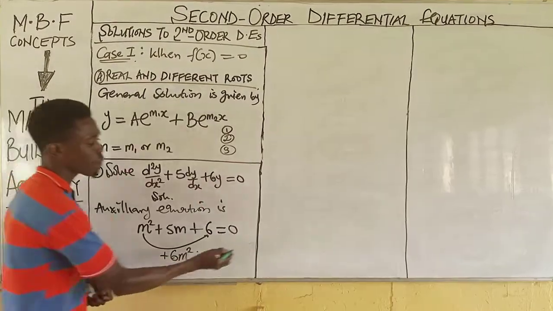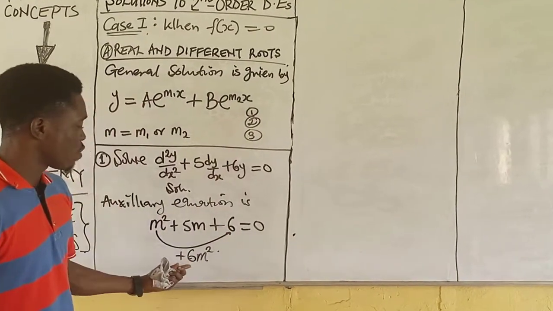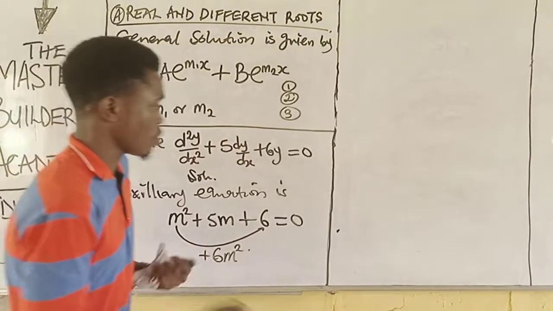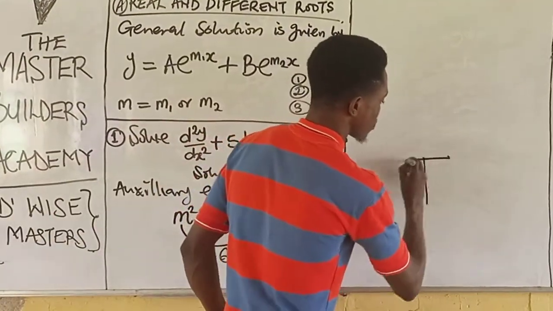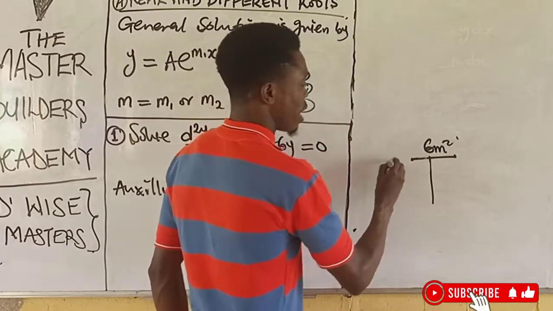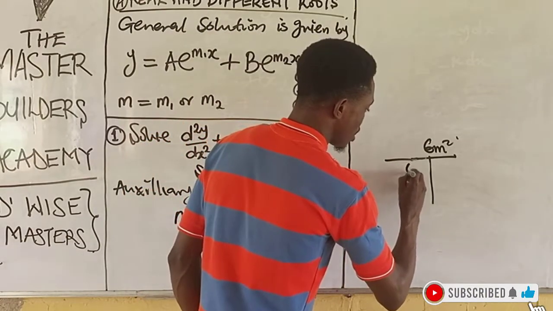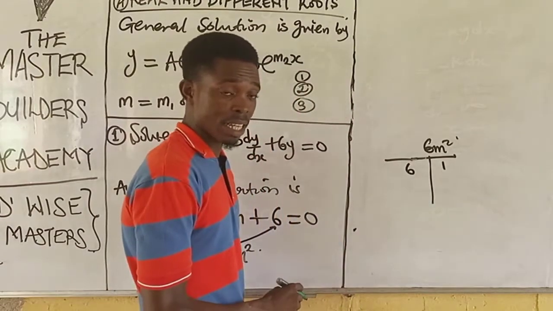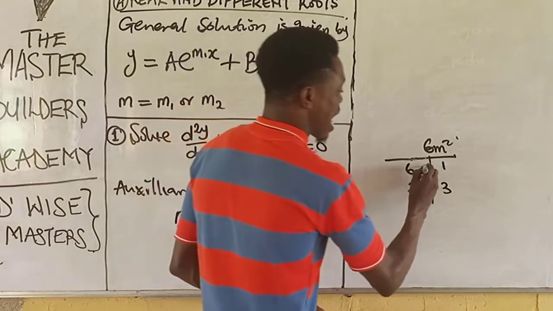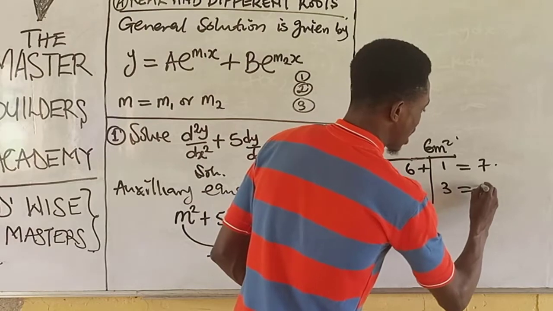So the next thing we are quickly going to do is to look for 2 values such that their product will give us 6m squared and their sum will give us 5m. That's all. So just come here and create a table. This is 6m squared. Now, I'll have 2 factors. 6 multiplied by 1 is 6. 2 multiplied by 3 is also 6. Now, when I add this together, I will have 7. And when I add this together, I will have 5.